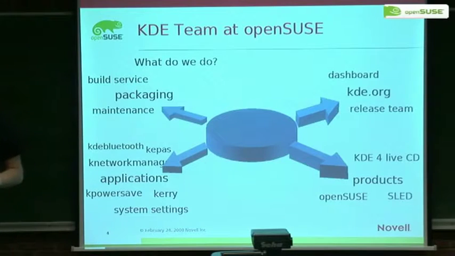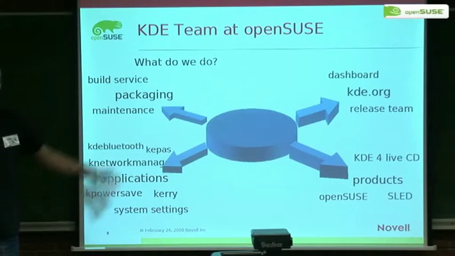And they're also very active upstream. We're members of the release team of KDE. We set up release schedules, we make decisions about whether software is of sufficient quality to go for a release. And another example there is Dashboard, which is a web application that Dirk wrote that allows KDE developers to see what the state of the repository is by constantly rebuilding all the KDE software direct from SVN using the OpenSUSE build service, using our packages.